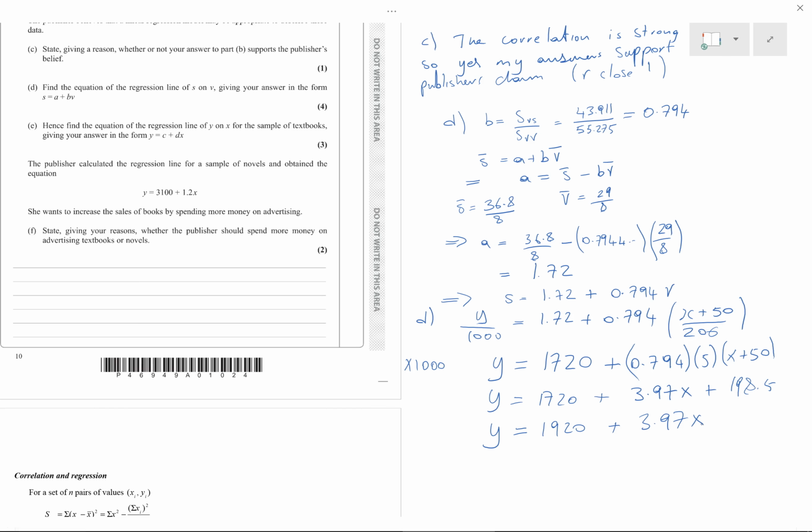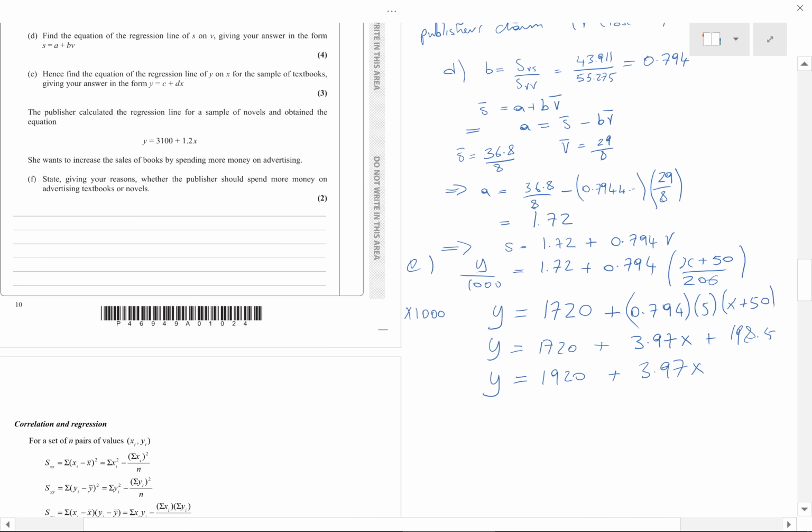Right, oh no, that's part E. I've done two parts of these, never mind. Then, the publisher calculated the regression line for a sample of novels and obtained the equation 3100 plus 1.2x. She wants to increase the sales of books by spending more money on advertising.